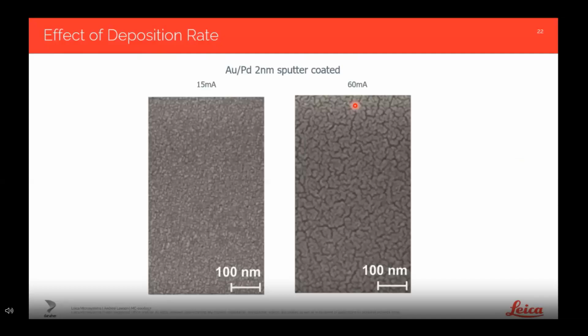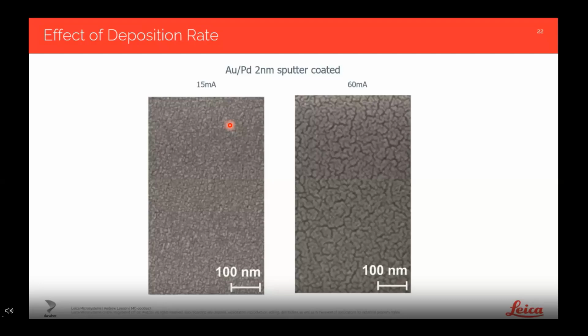This is a gold palladium film, 2 nanometers thick, deposited with either 15 milliamp sputter current or 60 milliamp sputter current. The higher sputter current here will lead to a faster deposition rate, which will again lead to a more coarse film. So simply by decreasing your sputter current, you can get a little bit more fine resolution out of the film at a relatively small time increase, in my experience.